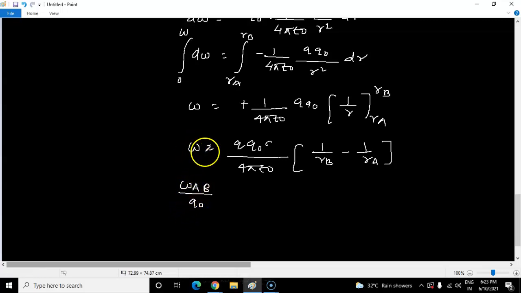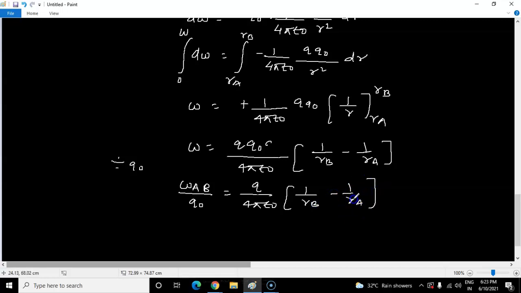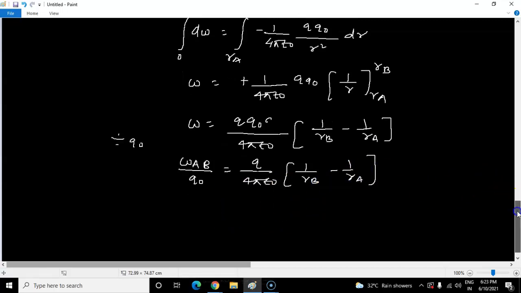Okay, this one we have to find the total work done here. Now, sir, if you divide work done by Q naught, dividing both sides by Q naught, what will you get here? You get Q by 4 pi epsilon naught times (1 by RB minus 1 by RA), right?